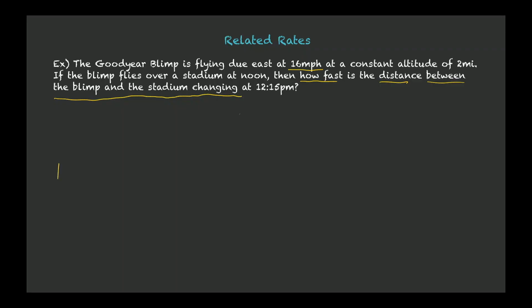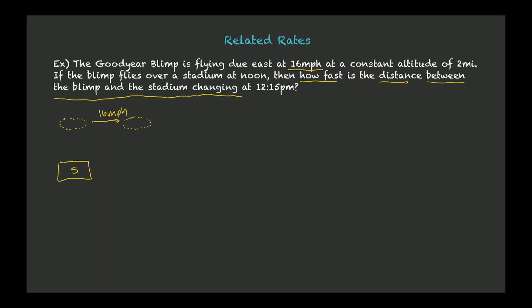You don't have to be a great artist, so I'm just going to draw a little box for my stadium, and my blimp flies over the stadium at noon, and it's flying at 16 miles per hour to the east. Okay, and really what I want is the picture at the time that it's asking the question. So it asks the question at 12:15 p.m. So I really want to know that the blimp is over here, a little bit to the east at 12:15 p.m. And that's where I want to kind of draw my picture of what's going on.